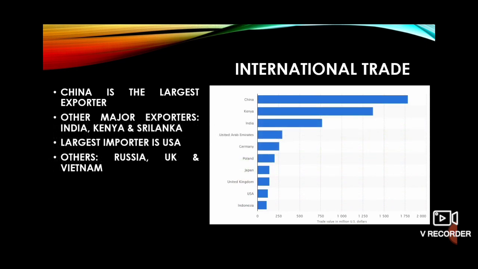Looking into the world market, China is the leading exporter of tea in the world. India is the second largest exporter next to China. Kenya and Sri Lanka are two other major exporters of tea in the world market. USA is the largest importer of tea in the world. Russia is the second largest importer of tea, followed by the United Kingdom and Vietnam.